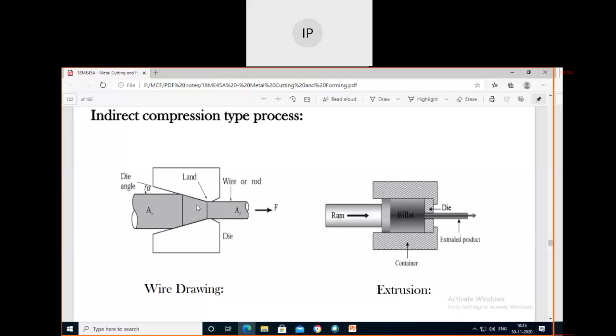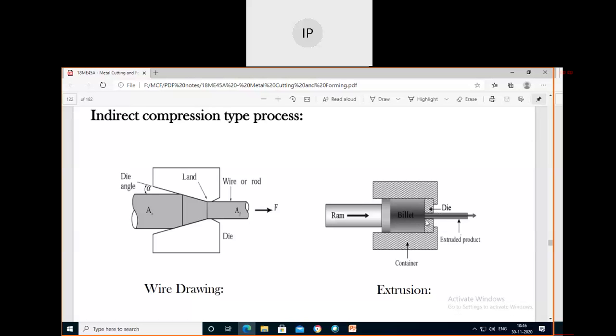The metal flows under the dies here. In wire drawing, the shape of the die gives the required size of the component. Also for extrusion, this is a cylindrical container. Inside we have the billet. The billet is nothing but hot raw material, and in front we have the die. The design of the die is very important here. Whatever size and shape of component we require, you have to make it in the die design.